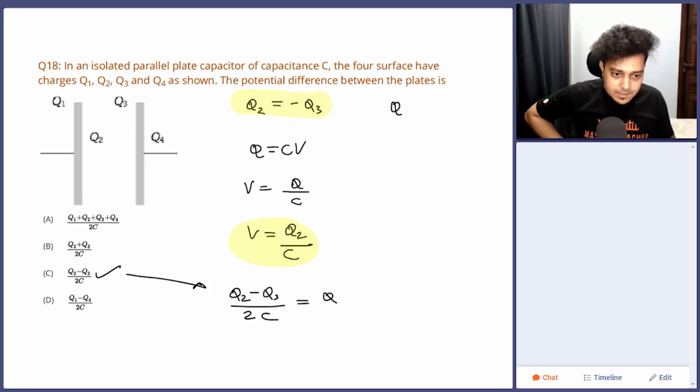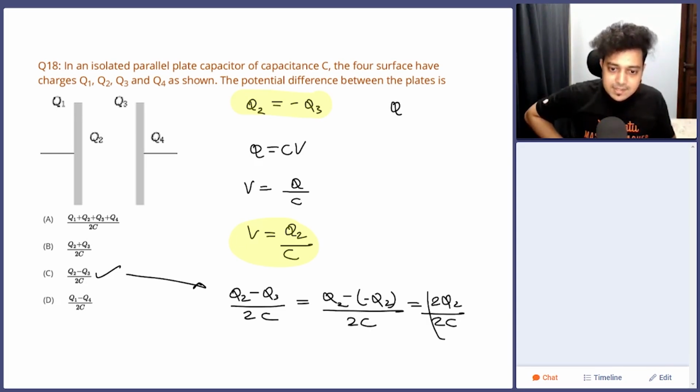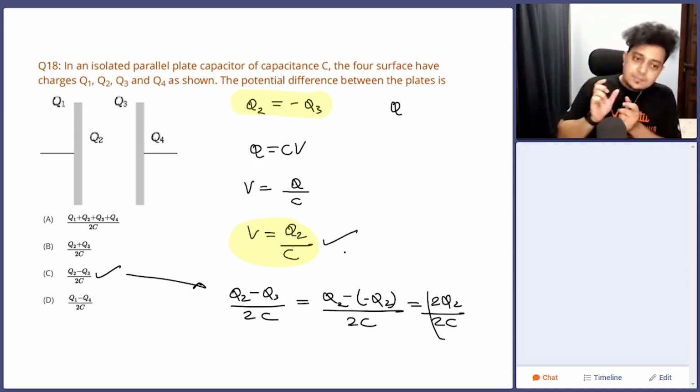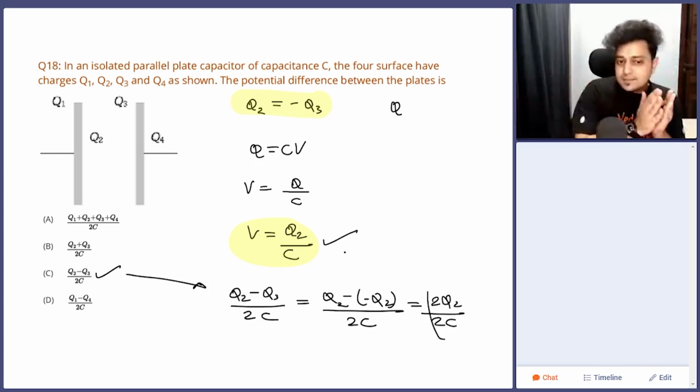In C, if I simplify it further, Q2 minus Q3 upon 2C. We can replace Q2 as it is and replace Q3 as minus Q2 upon 2C. So this will give you 2Q2 upon 2C. Cancel. So you're getting the answer for potential.